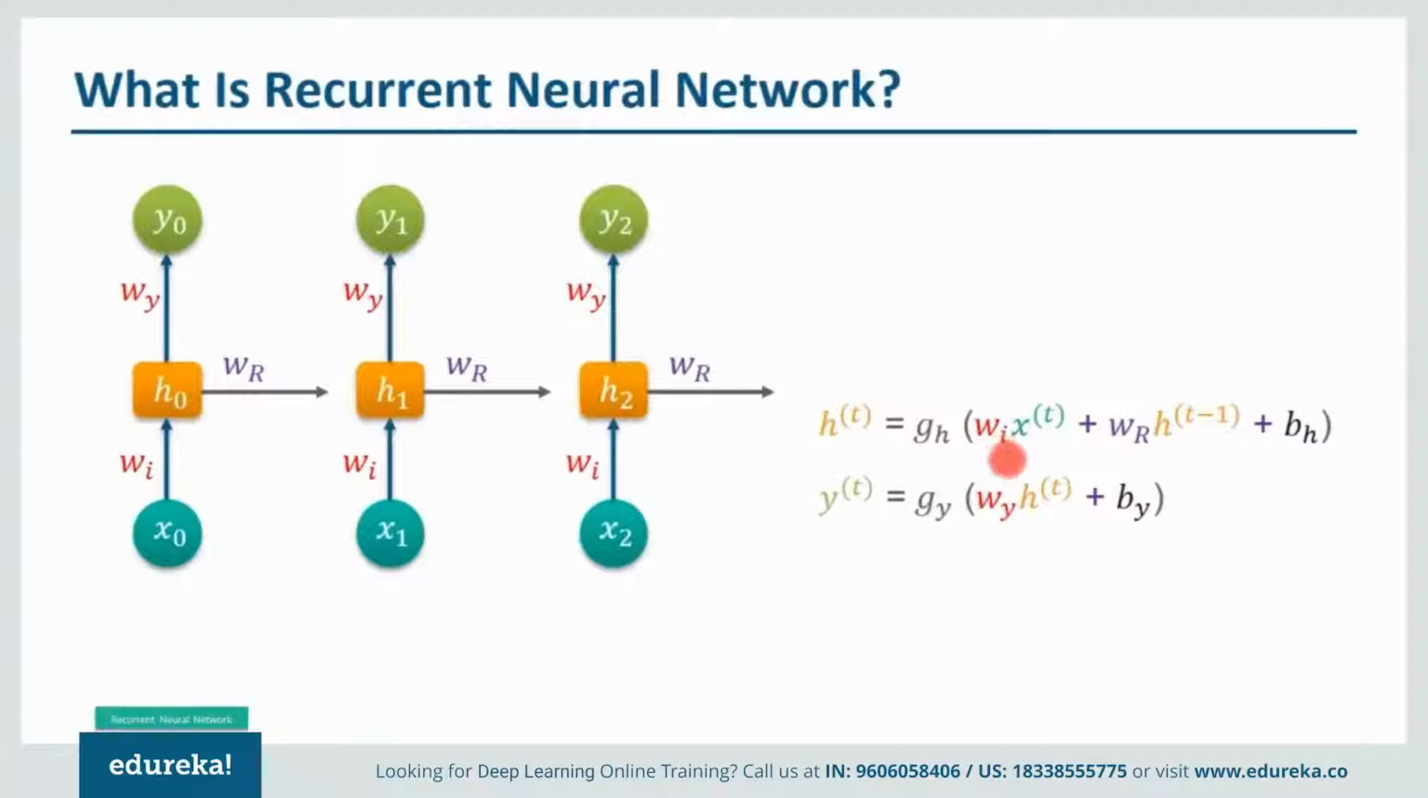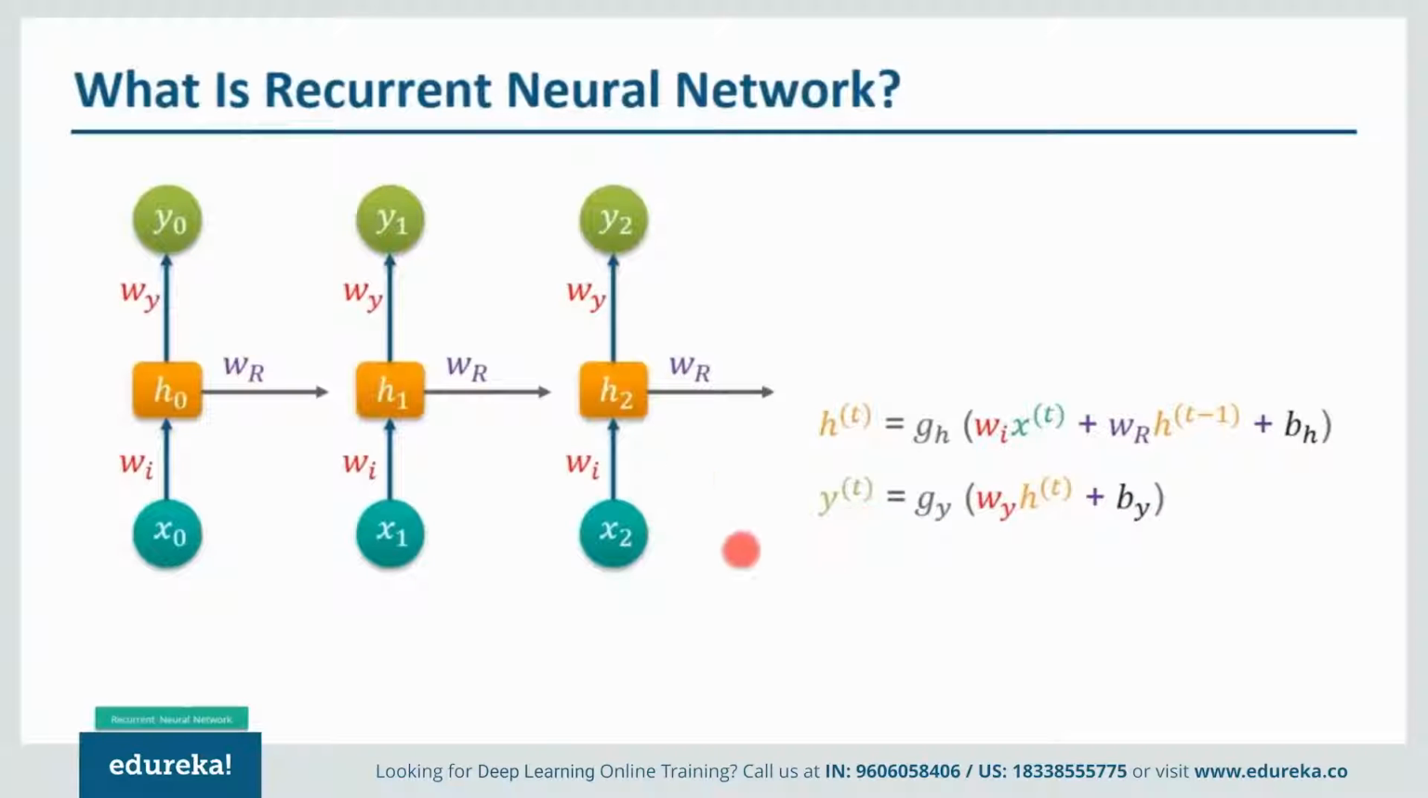I'll multiply Wi, that is the weight matrix, by the input x1, plus Wr into h of 1 minus 1, which is h of 0. H of 0, we know what we got from here. So Wr into h of 0 plus the bias, pass it through a function g of h to get the output as h1. Now this h1 will be used to get y1. We'll multiply h1 with Wi plus a bias and pass it through a function g of y to get y1.